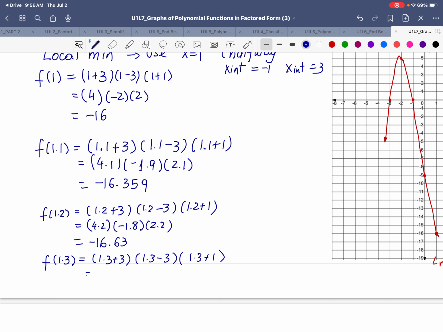So that would be 4.3 multiplying negative 1.7 and multiplying 2.3. So minus 3, and then the answer is negative 16.8. Okay, so we are being challenged here, I believe.